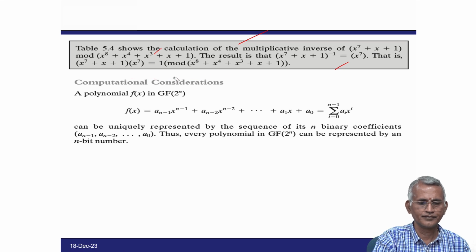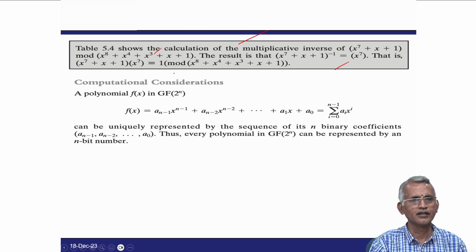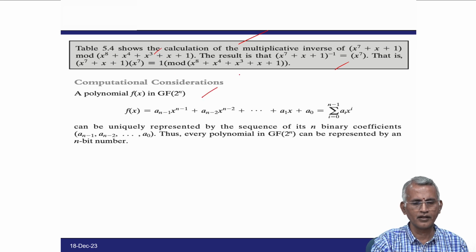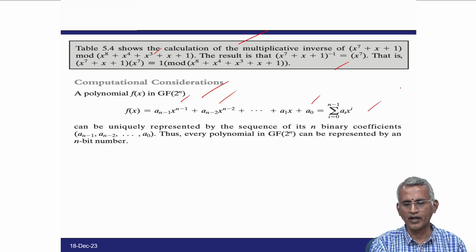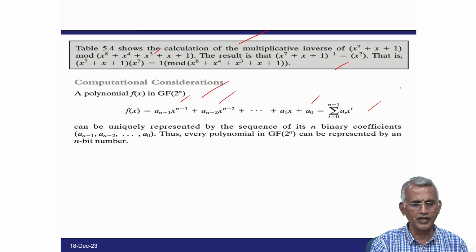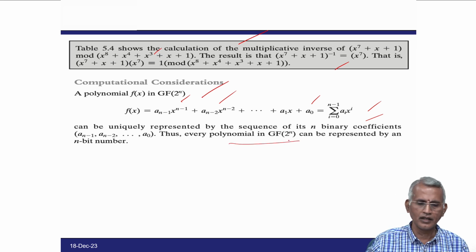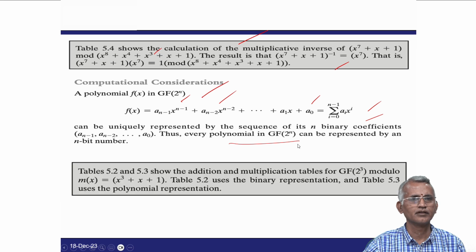So, for computational consideration, a polynomial f of x in GF of 2 power n, where f of x equals a suffix n minus 1 into x power n minus 1, a suffix n minus 2 into x power n minus 2 and so on up to a naught, equals summation i varies from 0 to n minus 1 of a i x power i, can be uniquely represented by the sequence of its n binary coefficients. Thus, every polynomial in GF of 2 power n can be represented by an n bit number.